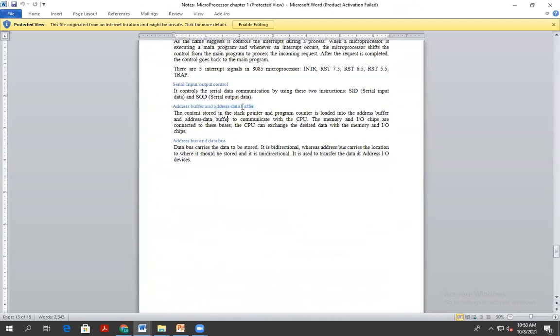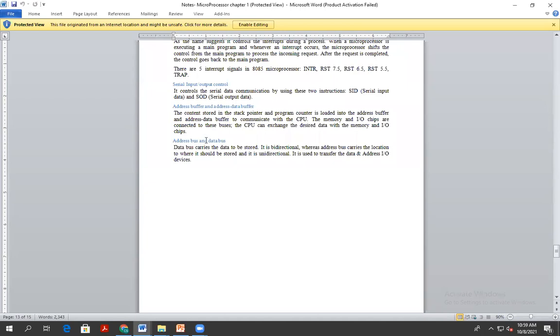Here, the content stored in the stack pointer and the program counter is loaded into the address buffer and the address data buffer to communicate with the CPU. The memory and the I/O chips are connected to these buses, so the CPU can exchange the desired data with the memory and input-output chips. So this is all about the address buffer and data bus.